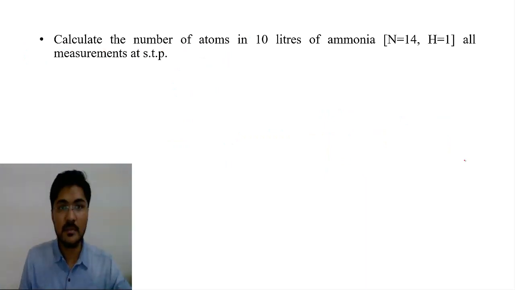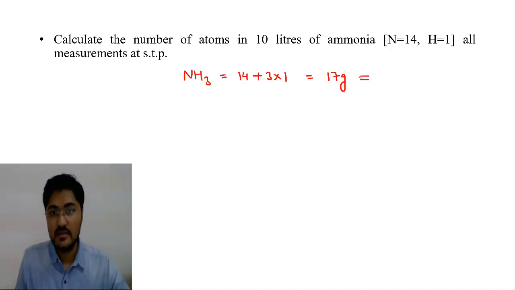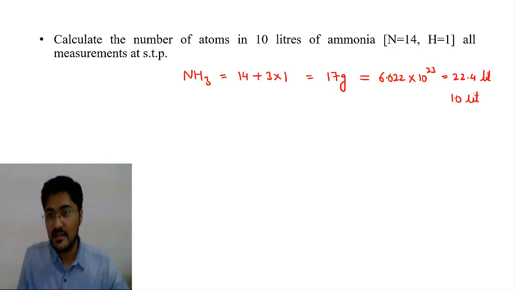Calculate the number of atoms in 10 liters of ammonia. Now ammonia is NH3 and you should know this. So the molecular weight will be 14 plus 3 into 1, that will be 17 grams, and it will contain the number of atoms 6.022 into 10 raised to 23, which will be equals to 22.4 liters. But the given question is 10 liters and we have to find the number of atoms.